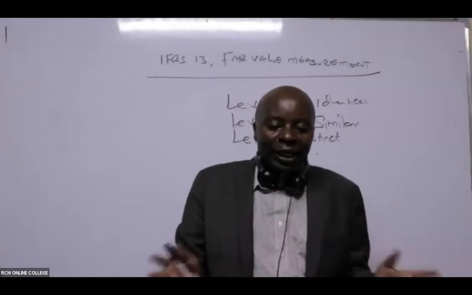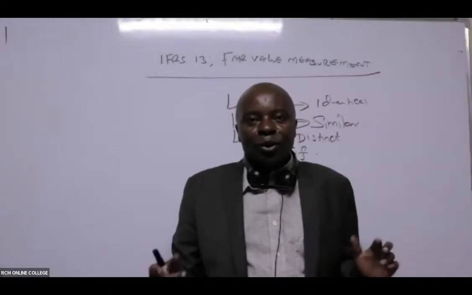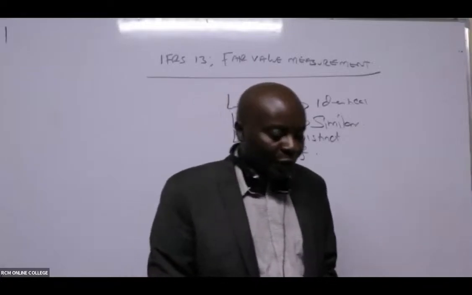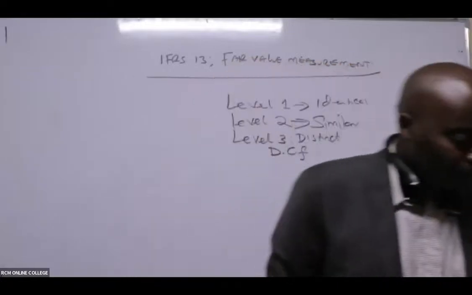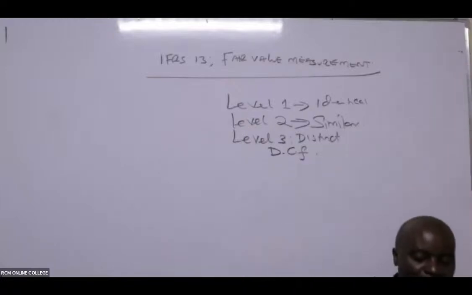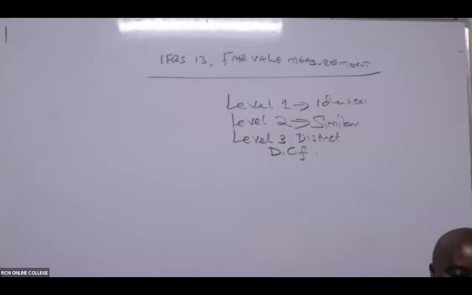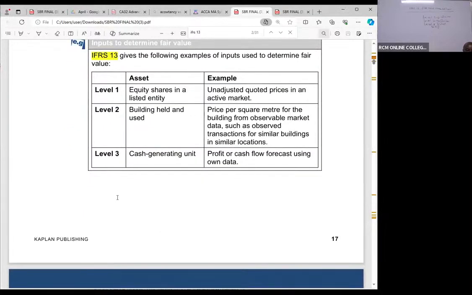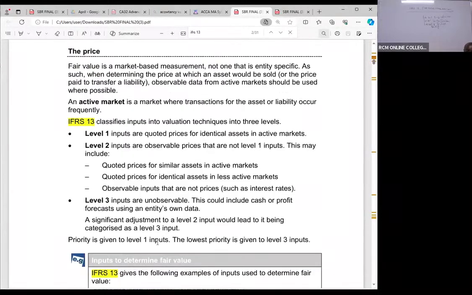I mean, you've got nothing really on the table to compare. So what you do, you basically use what we call the discounted cash flow method to discount the cash flows to get the present value. Now from there, ladies and gentlemen, you can see a priority is given to level 1 inputs. The lowest priority is given to level 3 inputs.